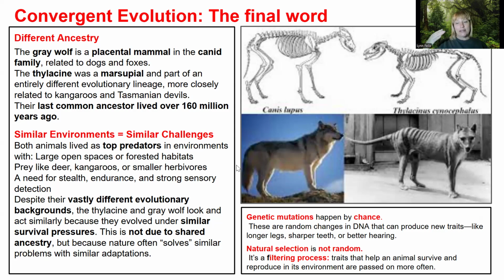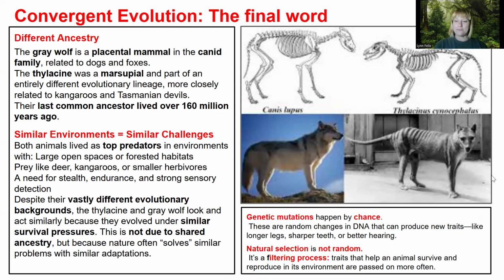Similar environments equal similar challenges. Both animals lived as top predators in environments with large open spaces or forested habitats. They preyed on animals like deer, kangaroos, or smaller herbivores, a need for stealth, endurance, and strong sensory detection. And despite their vastly different evolutionary backgrounds, the thylacine and the gray wolf look and act similarly because they evolved under similar survival pressures. This is not due to shared ancestry, but because nature often solves similar problems with similar adaptations.